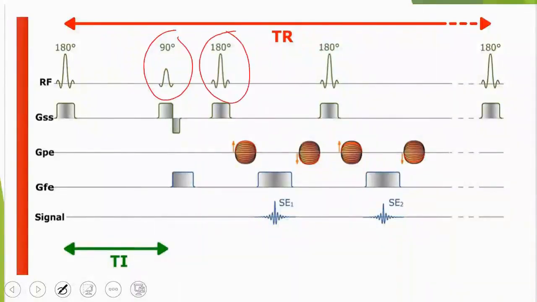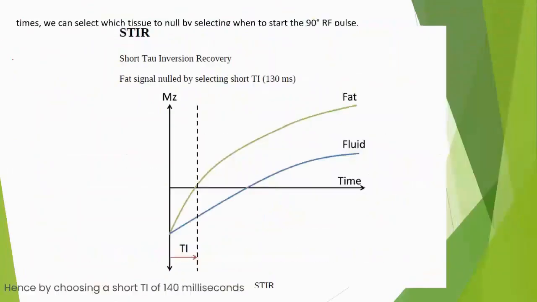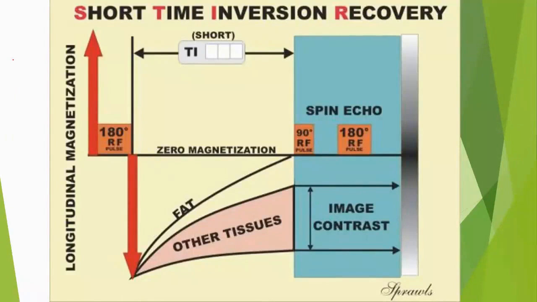There is a need to give 180 degrees before 90 and 180. What does this mean? I have everything. All the other tissues are with me. When I place the patient inside the magnetic field, all the protons align in the z direction with the main magnetic field. You might say, what will I do now?